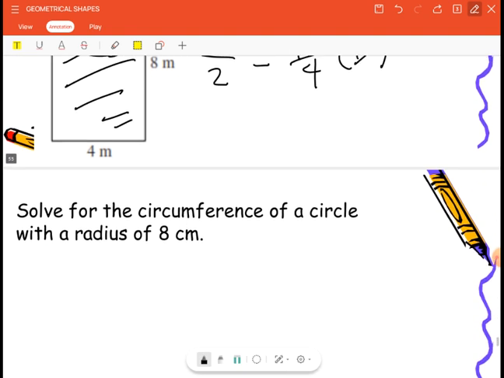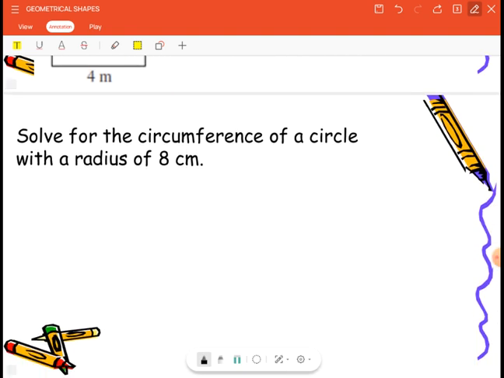Okay, next. Solve for the circumference of a circle with a radius of 8 cm. So, balikan nyo yung formula ng circumference. Nandun sa taas, then substitute nyo lang dito.